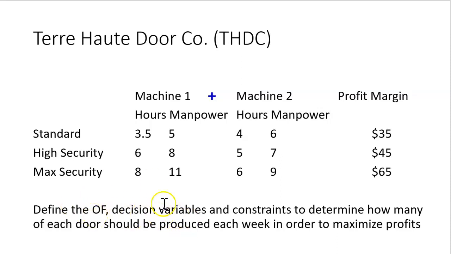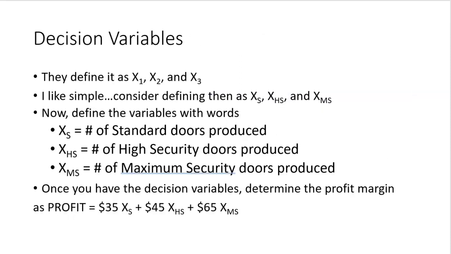So we want to define the objective function, the decision variables, and the constraints that were in the problem that I read, but it's on page 22 of your book too, to determine how many of each door should be produced each week in order to maximize profits. So what we do is we break it down into the decision variables first. Typically, to begin the formulation of our model, we define the variables. The book says the decisions are the number of doors produced of each type, and they define variables as x1, x2, and x3.